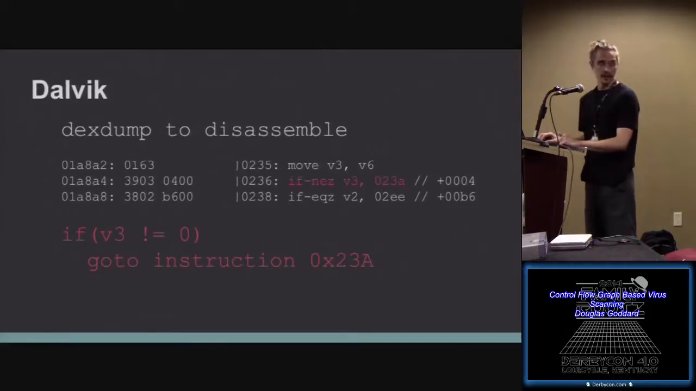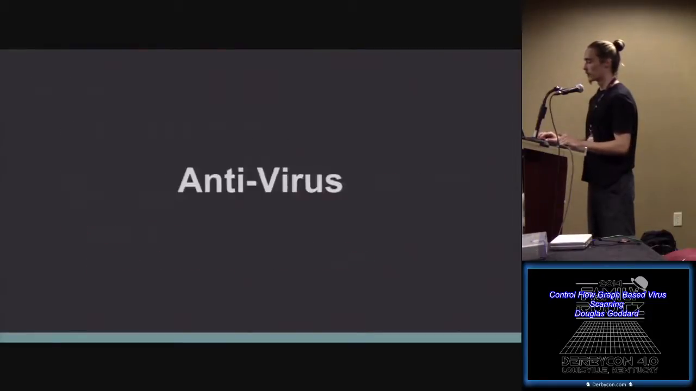There's that in pseudocode. The one after that, if equals 0, v2, is just checking if v2 equals 0.